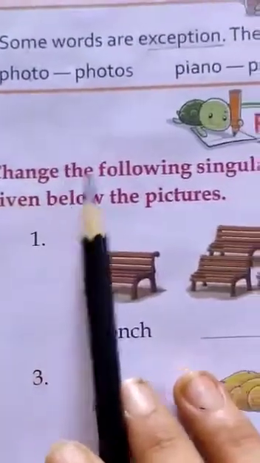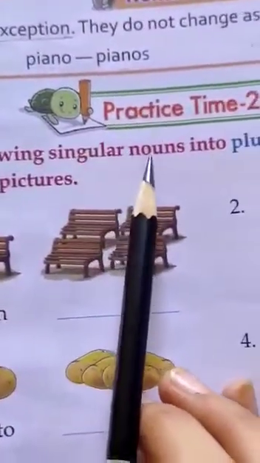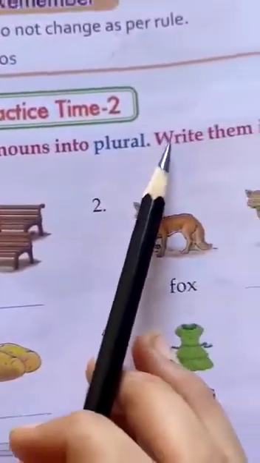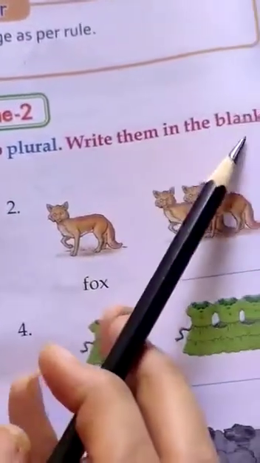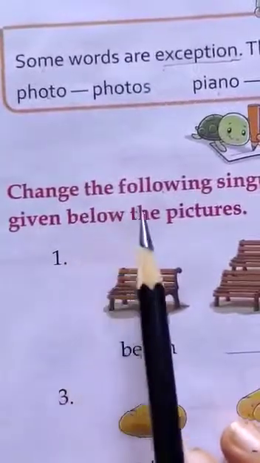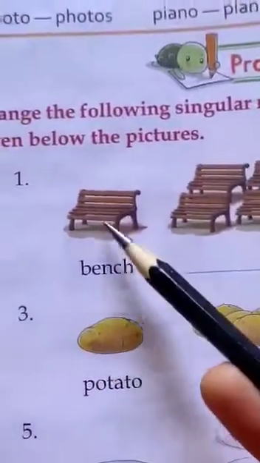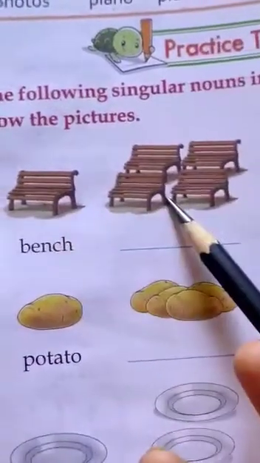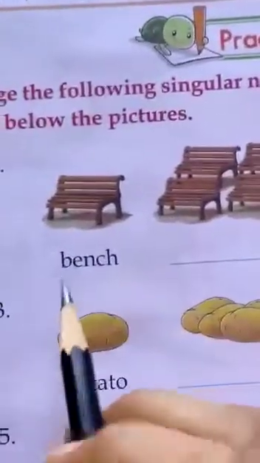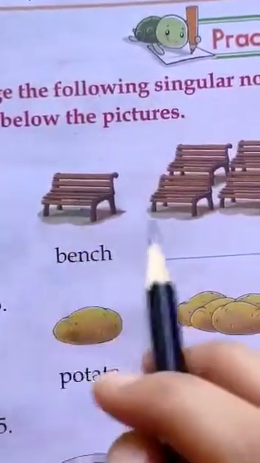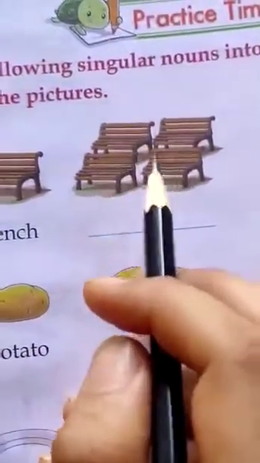Now let's see practice time. Change the following singular nouns into plural. Write them in the blanks given below the pictures. Now we have to change this singular form into plural forms. Now let's start. You can see this is a bench and these are 4 benches.